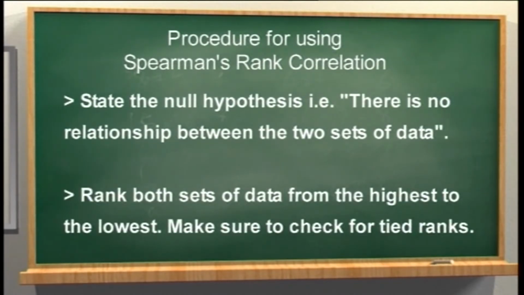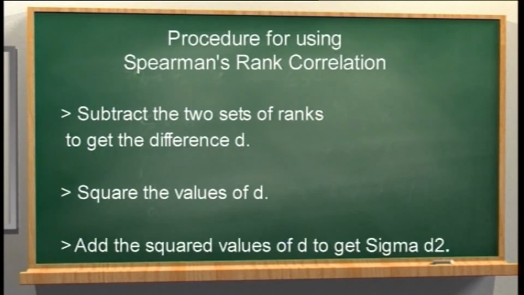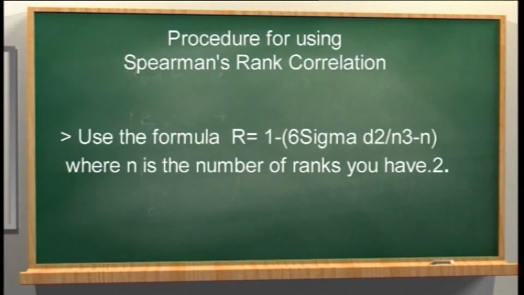Rank both sets of data from highest to lowest. Make sure to check for tied ranks. Subtract the two sets of ranks to get the difference D. Square the values of D. Add the squared values of D to get sigma D squared. Use the formula R equals 1 minus 6 sigma D squared over n cubed minus n, where n is the number of ranks you have.